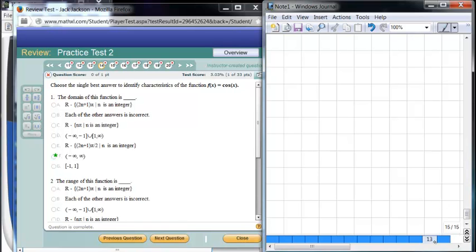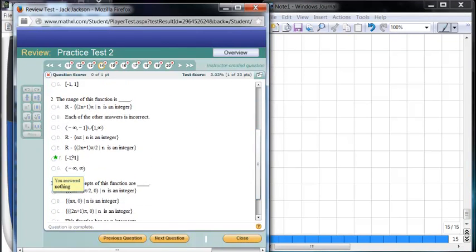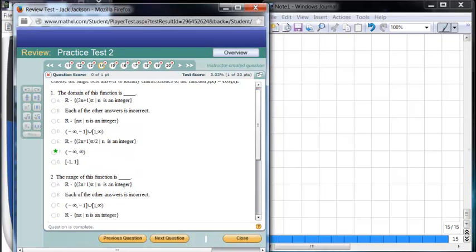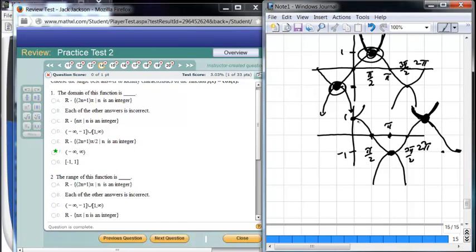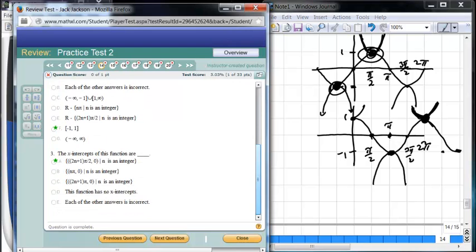Okay, so let's talk about the characteristics of cosine of x. The domain is all reals. The range is from -1 to 1. The x-intercepts are, well, let's look back at the cosine graph. That's the one in the middle right here. The x-intercepts are pi over 2, 3 pi over 2, odd multiples of pi over 2. So let's see how we can say that. 2n plus 1 times pi over 2, and of course y is 0 for the x-intercepts.